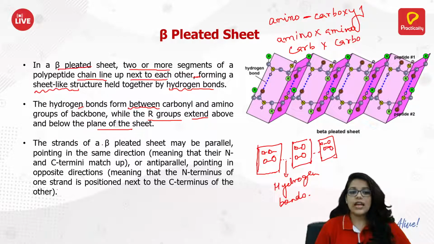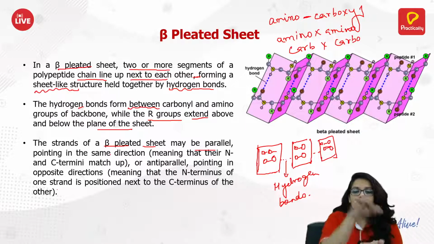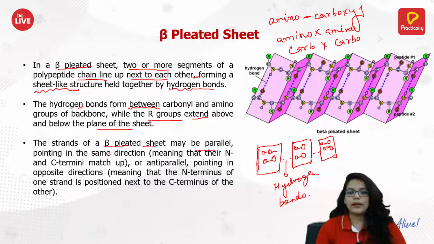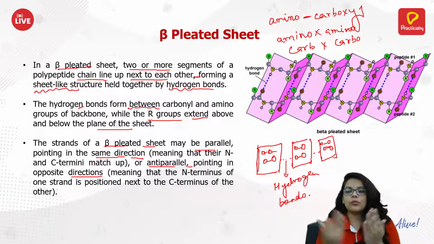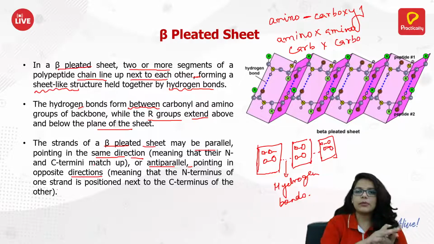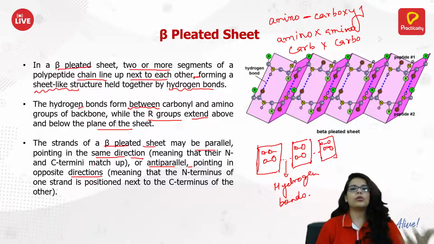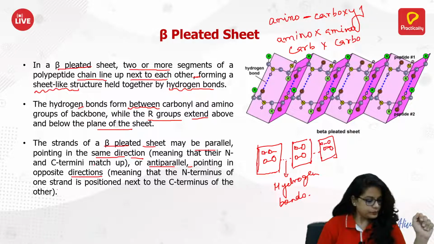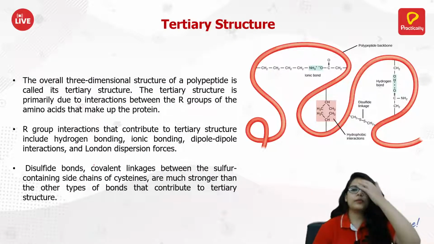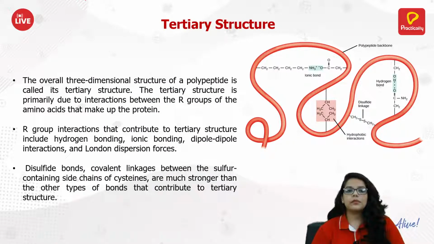Now the strands of a beta pleated sheet may be parallel, pointing in the same direction, or anti-parallel, pointing in the opposite direction. They might be one on top of each other or side by side. How the sheets are placed depends on that, and accordingly the protein will form. Now that was secondary structure.